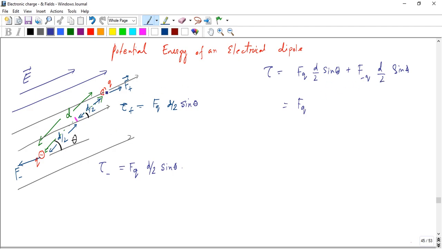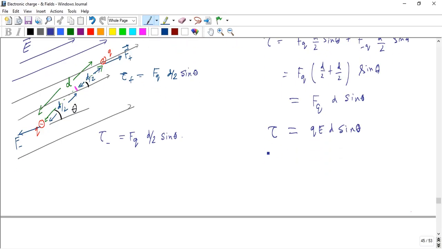Actually, in a dipole the magnitudes of the two charges are the same, but they have opposite polarity. One is plus, another is minus. So considering the magnitude only, we have d by 2 plus d by 2 times sine theta. So F times d by 2 plus d by 2, if I add these two, you get just d sine theta. And what is the value of F? That is Q times E, so tau is Q E d sine theta.